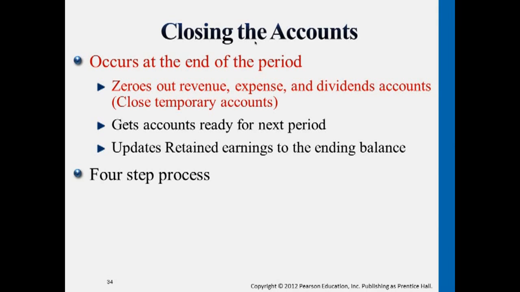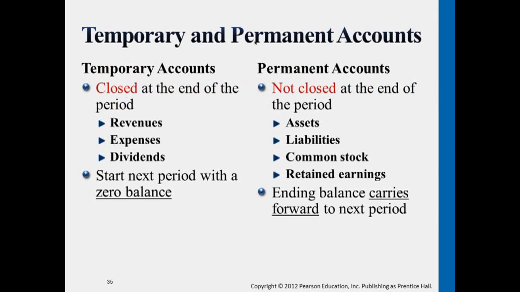I actually just mentioned this already. Temporary accounts, we close them by transferring information to retained earnings. We close revenues, expenses, we close dividends. So if there are multiple expense accounts, we close all of them. If there are multiple revenue accounts, we close all of them. Anything that you see on the income statement only represents that period of time.